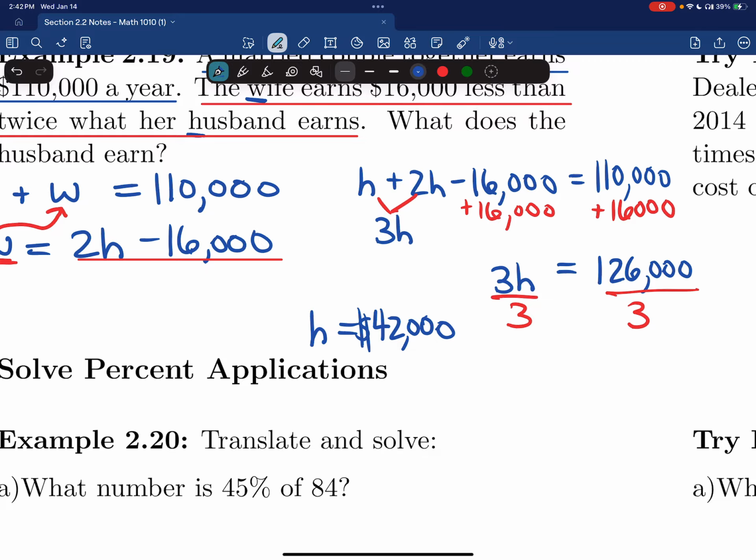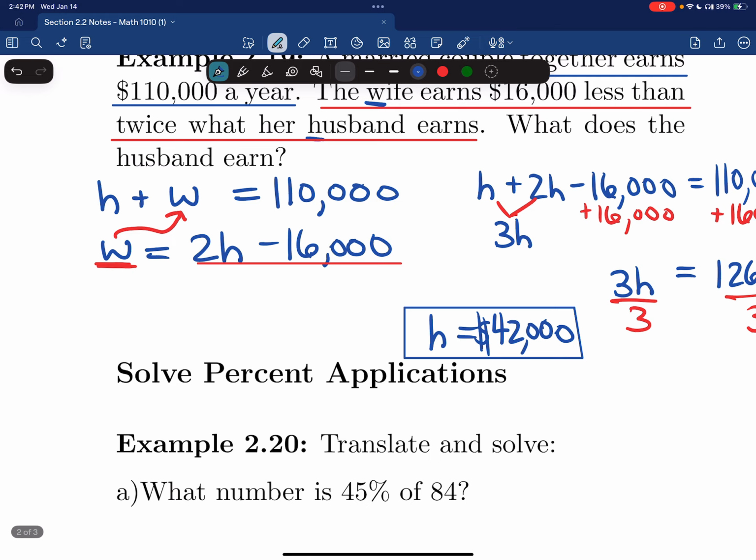Great. All right, so now that we know the husband makes $42,000 a year, we can take this information and find out how much the wife makes if we need to. But in this case, the question was, how much does the husband earn? We have found that, and we're done. If we want to find out how much the wife makes, we could take our answer and subtract it from 110,000. Right? 110,000 minus 42,000 will tell us how much the wife makes.